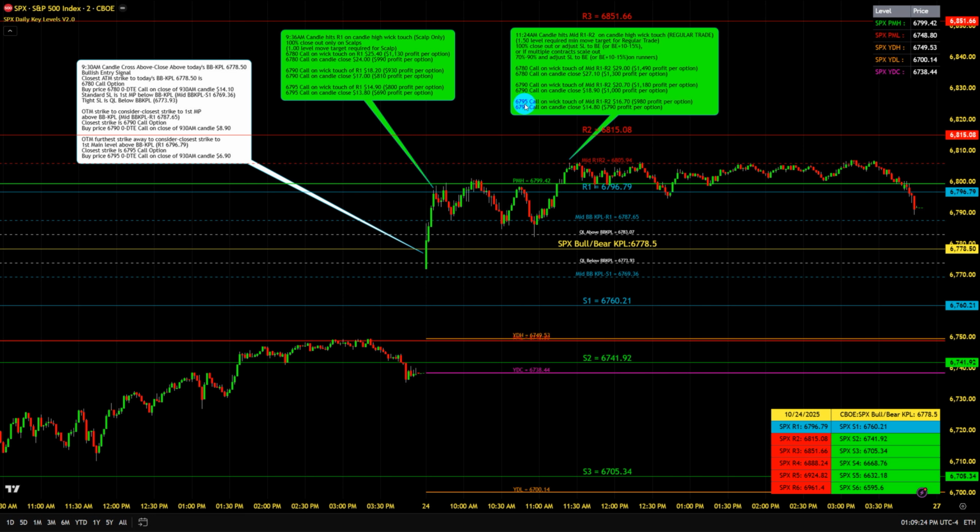And lastly, the 67.95 calls on the wick touch of mid R1, R2 are $16.70, so that's $980 profit per option. And if you didn't get out till the candle close, it's $14.80. That's $790 profit per option. All right, so that would be how it works out if you're closing out all the contracts.